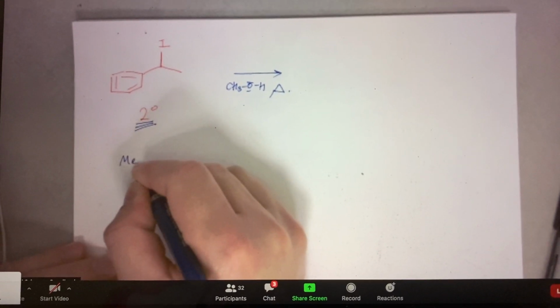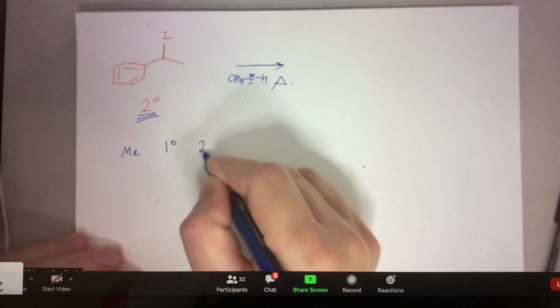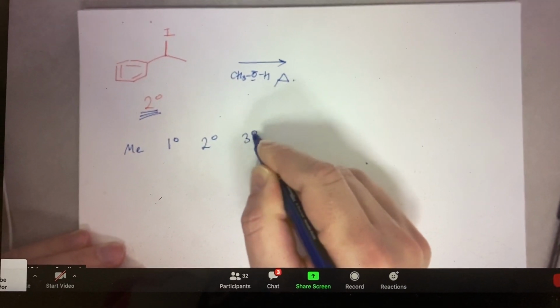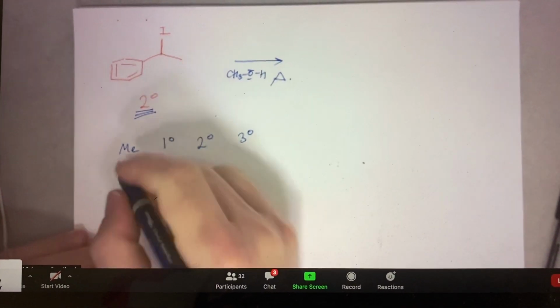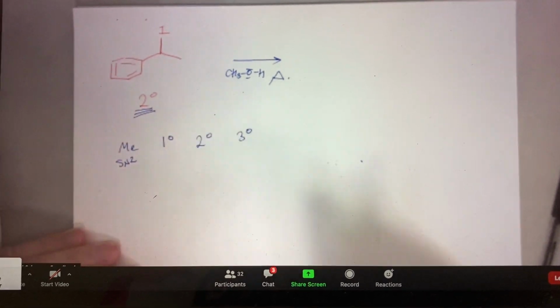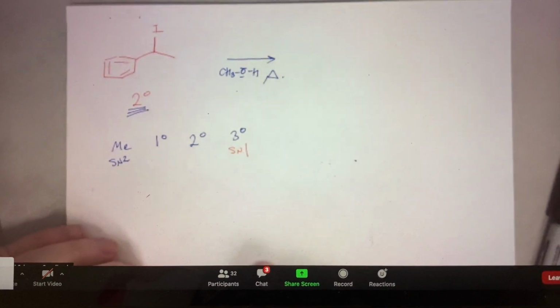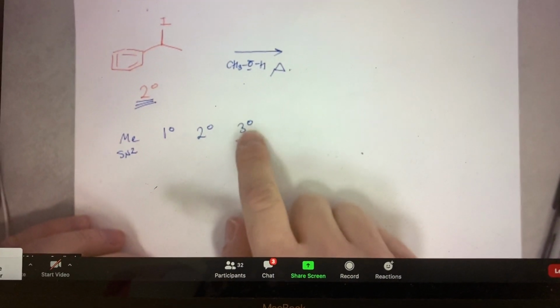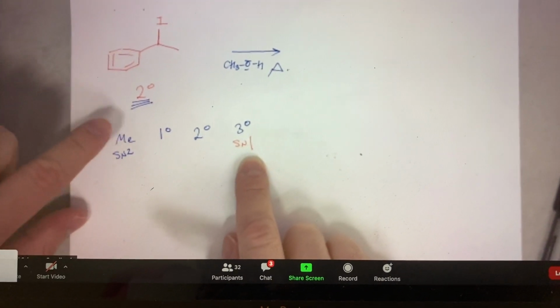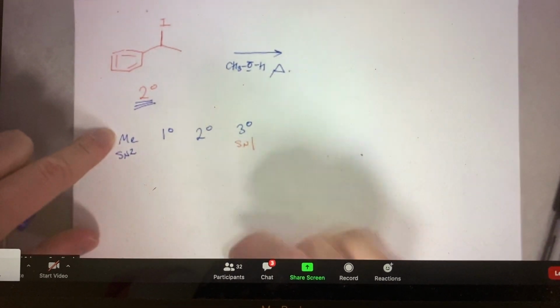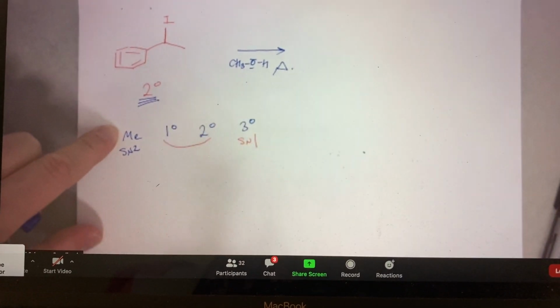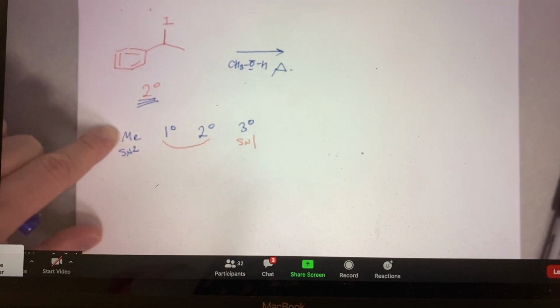Our substrate list is methyl, primary, secondary, tertiary. This is the best for SN2. This is the best for SN1. And indeed, this is impossible for SN2. And indeed, this is impossible for SN1. But these ones right here in the middle could be either.